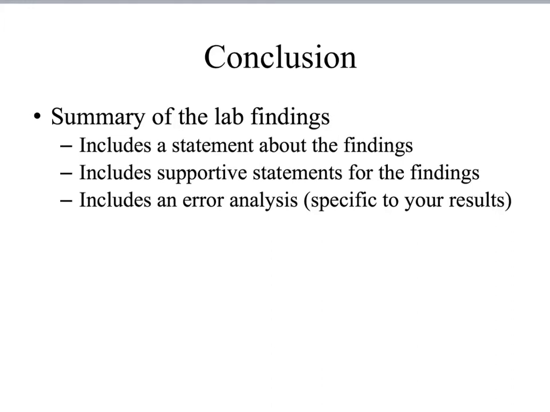Meaning, let's say you're trying to find the density of a particular metal, and let's say your density was lower than what it should have been. Your error should lead the value to be lower than the density. So you can't just put all errors down. Some of them will cause the density to actually be higher than what it should be. So you want to be very specific to what your results say.